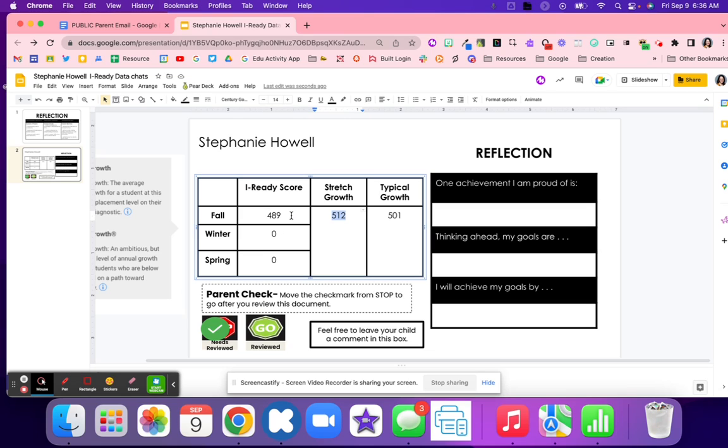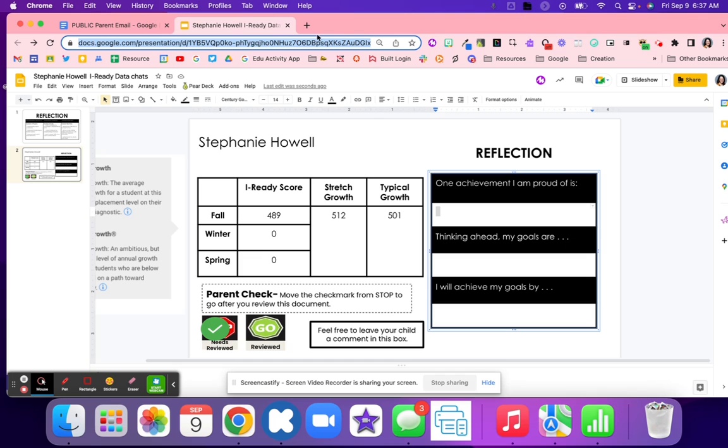When it comes to these data chats, your child's teacher is going to pull your child up and they're going to reflect together. What's something that they're proud of when it came to this iReady diagnostic? When they're thinking ahead, what are their goals? What do they want to achieve? And how are they going to achieve those goals?